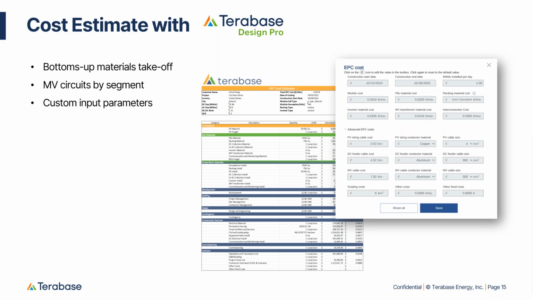Then that bill of quantities is used to generate an indicative EPC cost estimate. Terabase offers you some default assumptions, which you can use, or you can input your own cost assumptions and have that run against that BOQ. The cost estimate is going to include material, labor, and overhead costs.